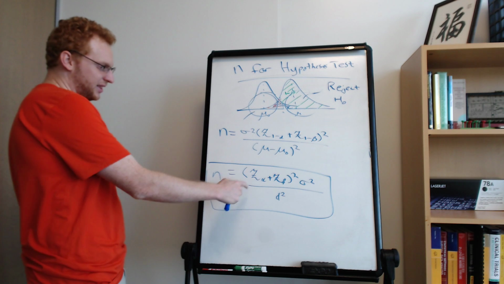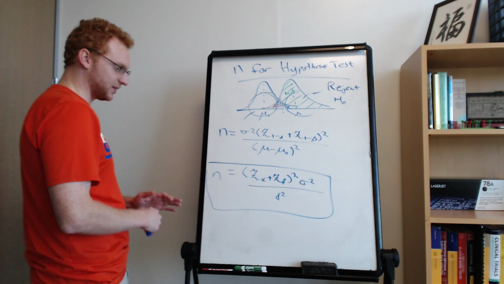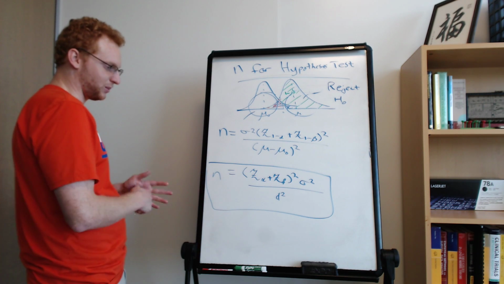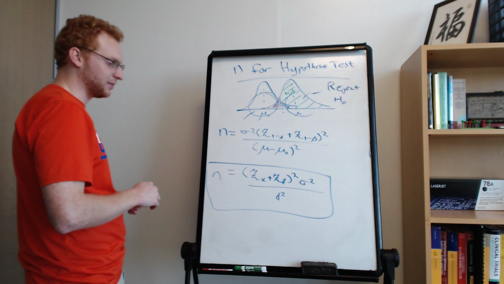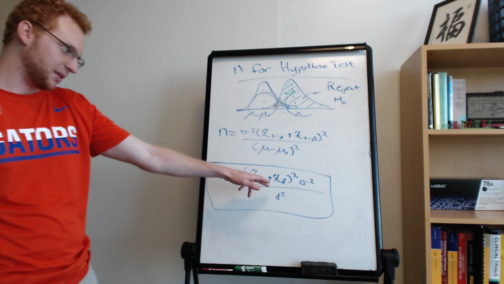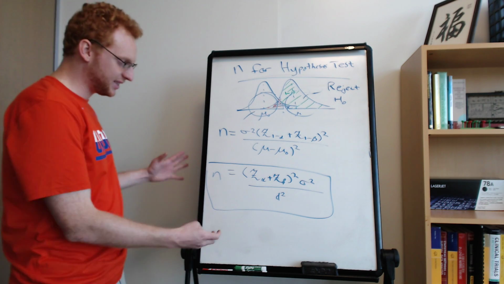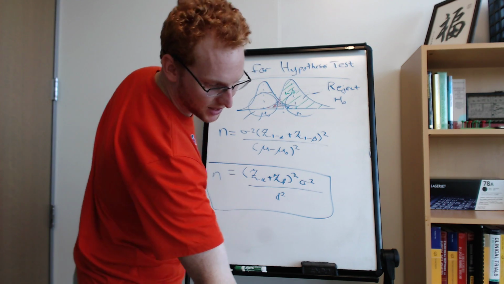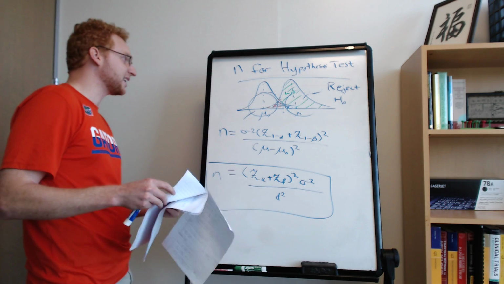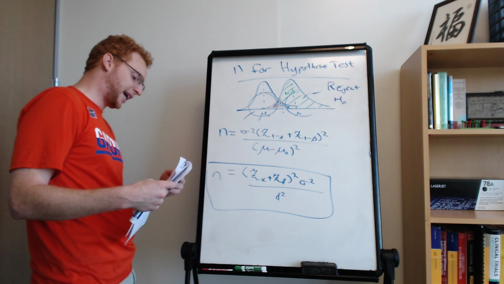And then the larger the variance, the larger the sample size. That feels intuitive. The smaller the type 1 error rate, or the more reliable you want it to be, the larger the sample size required. Same thing with the power. The more power you want, the larger the sample size. It all sounds pretty reasonable and intuitive. So that's sample size for a hypothesis test, based off of power.